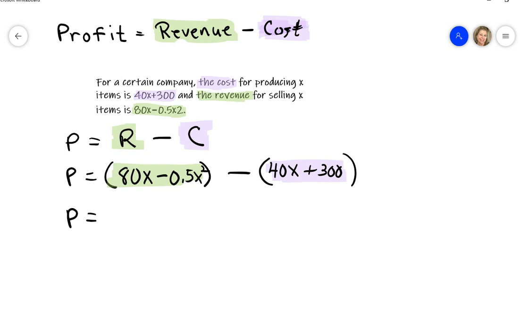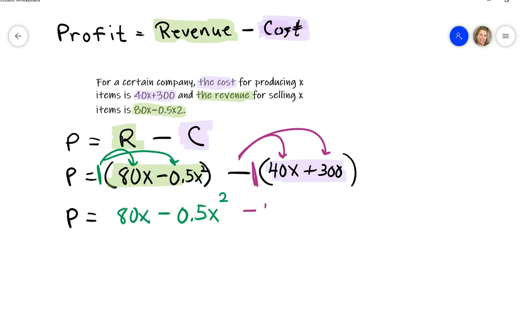The revenue, I didn't really need to put it in parentheses, but technically it's like a positive 1 right here. And then 1 times all of this is just all of that. But back here, it's like you're distributing a negative 1. And a negative 1 times a positive 40X is a negative 40X. And a negative 1 times a positive 300 is a negative 300. And now all I have to do is combine like terms, and since I'm an algebraian, I'm going to put it in descending order. So it's algebraically pleasing to the eye.